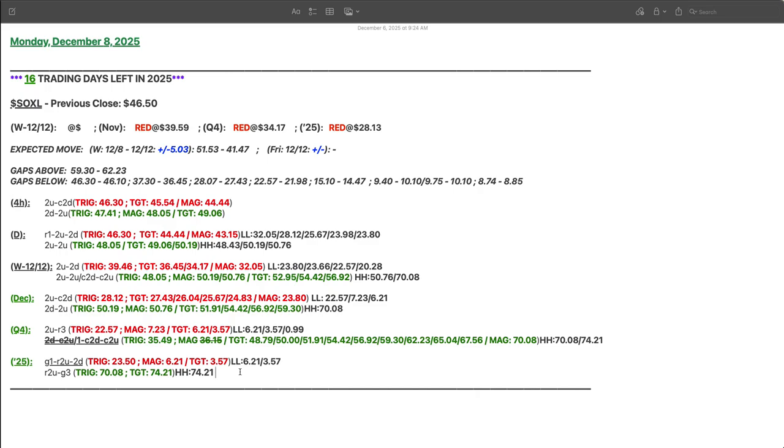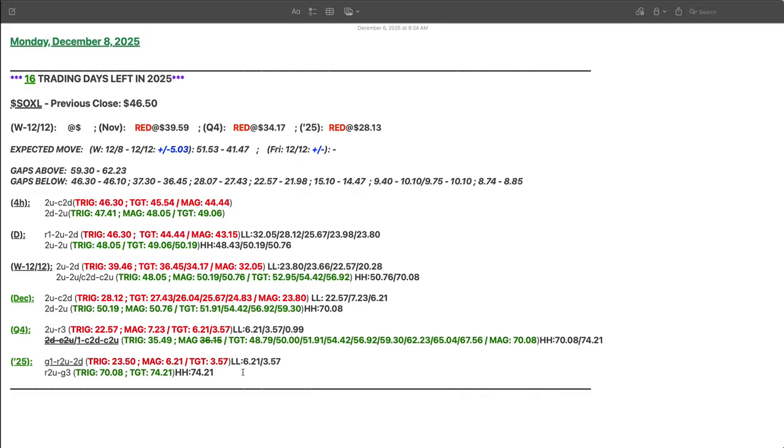Just looking to continue to close at the top of the candle for the year, giving us the best opportunity to go 2 up next year, which would then trigger a 2 down, 2 up on the year, which would also have this 70.08 magnitude. And we'd be rocking and rolling for 2026. So there you have it.